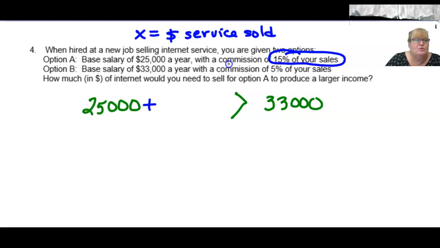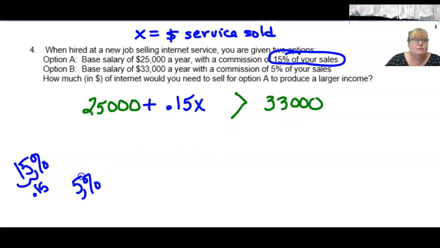Okay. How do we say 15% of X? Well, I hope you remember 15% becomes 0.15. We got to do that here, 0.15X. And then 5%, when we move it back twice, becomes 0.05. Right, then we just need to solve.